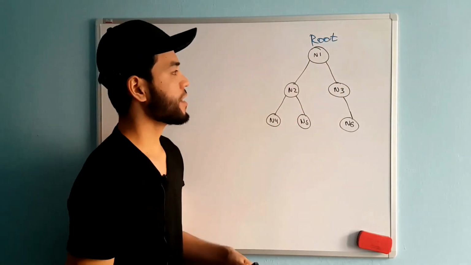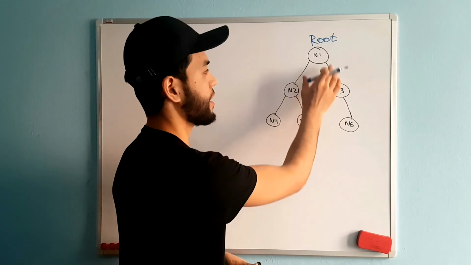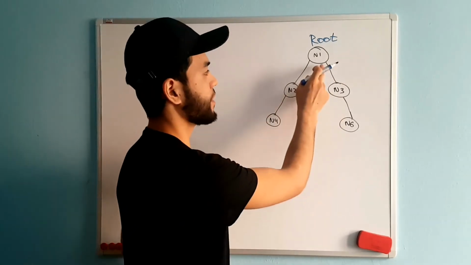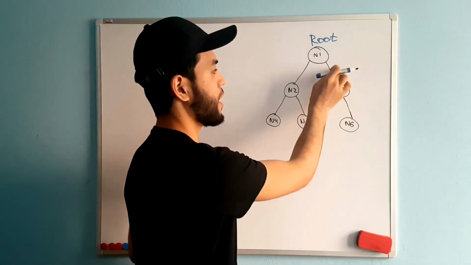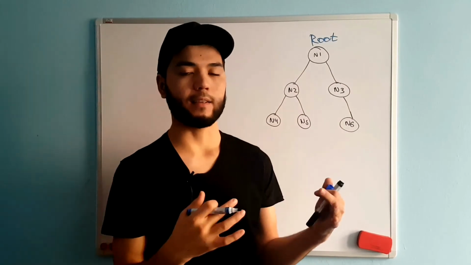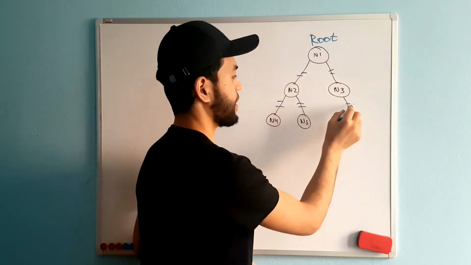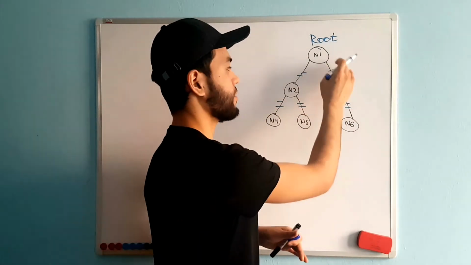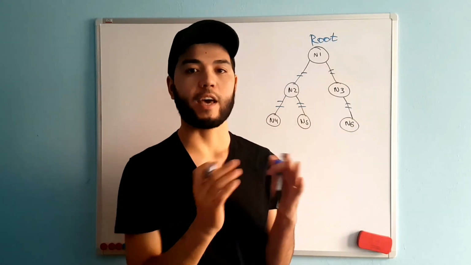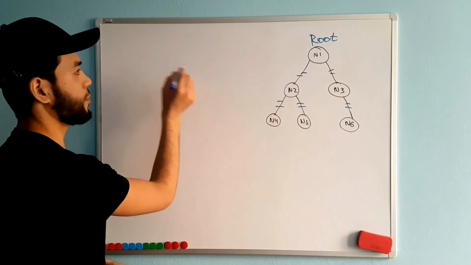And if you see here, from the parent to the children, we have a link. It looks like a linked list, okay? And these links, between the parent and the children, are the edges. I'm going to write that here.